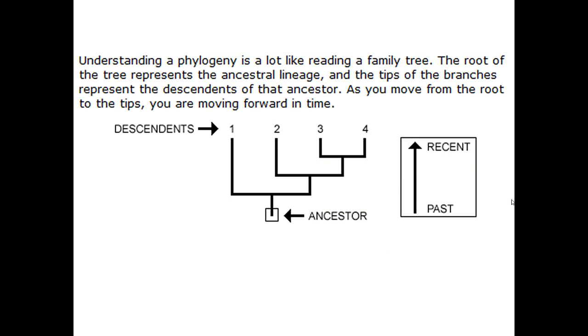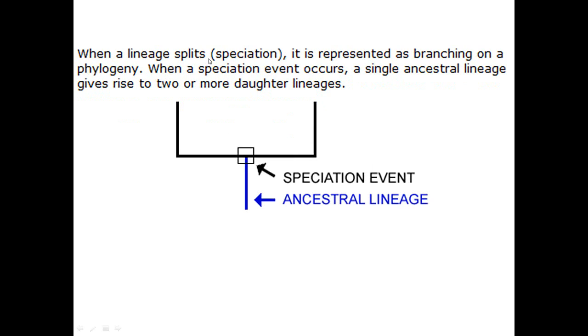The root of the tree down here is the oldest ancestor. The tips of the branches are the descendants of the ancestor. So down here is the oldest point of the tree, and then more recent is up at the top. When a lineage splits, it's a speciation event. It's a branch on the phylogeny on that tree. When a speciation event occurs, a single ancestral lineage gives rise to two or more daughter lineages.